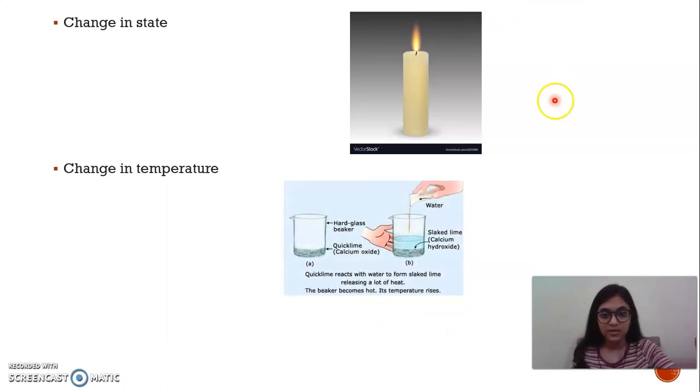In this example that you can see over here, water is added to quicklime, and this reaction produces slaked lime. And this reaction also produces a lot of heat, causing the beaker to turn hot. However, as I mentioned before, there are also chemical reactions which cause a decrease in temperature as they take in heat from the surroundings.